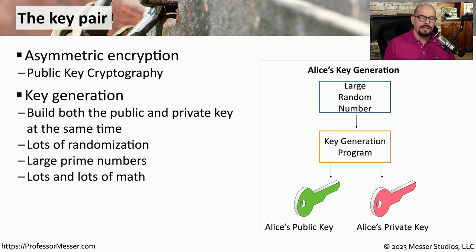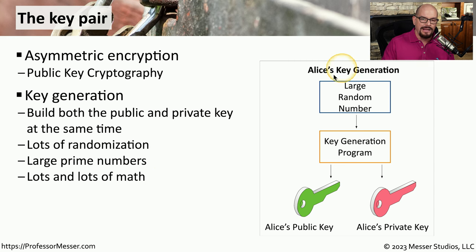This process of creating the public and private key occurs simultaneously, and it usually involves a lot of randomization, a combination of very large prime numbers, and a lot of cryptography behind the scenes. If you're creating these keys as an individual, this is usually a process you only have to go through once at the very beginning, and from that point going forward, you have your private key and your public key.